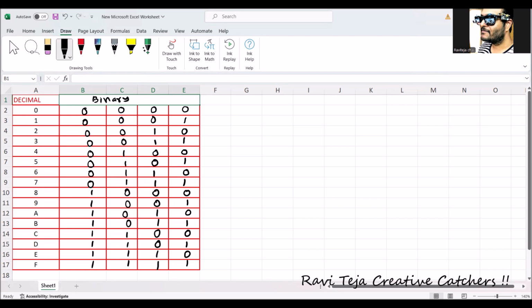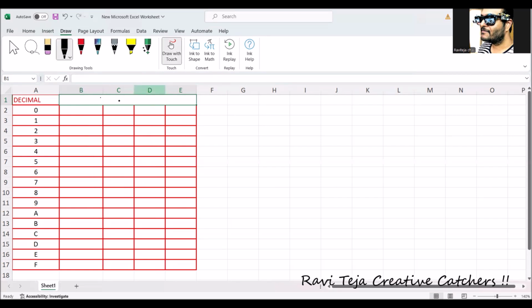Now let me tell you one technique where you can properly learn how to write the binary. The technique I'm going to tell you is called the 8421 code. With the help of the 8421 code, you can easily write the binary value of these decimal numbers.